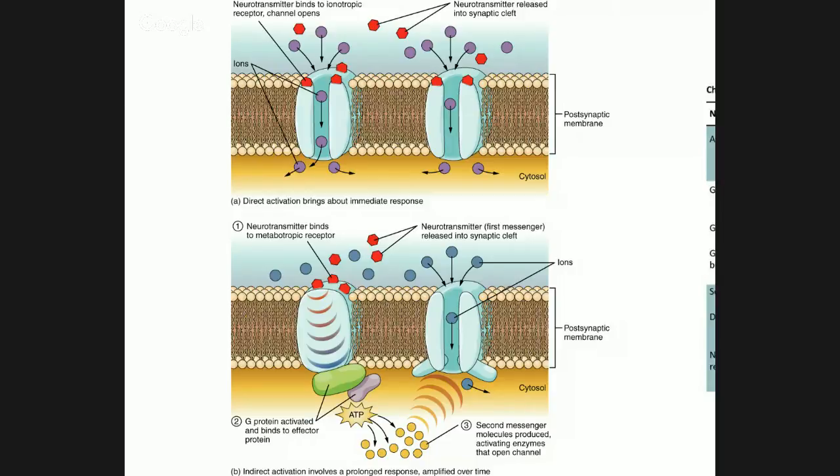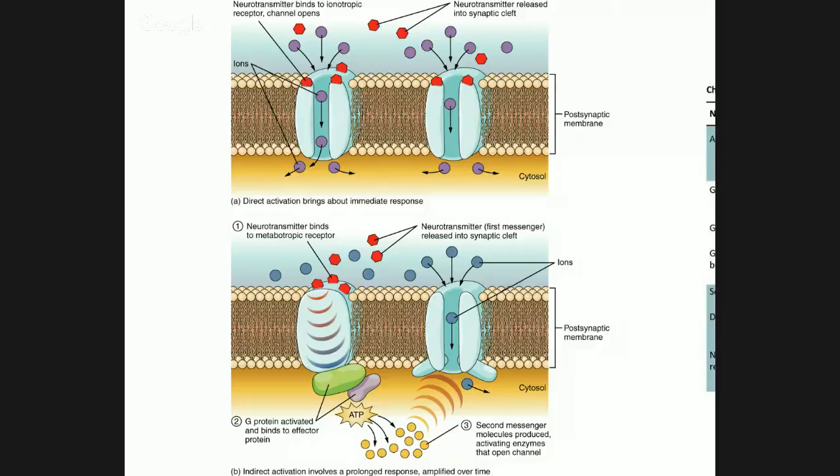Metabotropic receptors cause chemical changes or metabolic changes in the cell. So the receptor is a protein that spans the cell membrane, just called the receptor protein. And on its inner surface, it's attached to a protein that's called a G protein. And the G in G protein stands for GTPase.